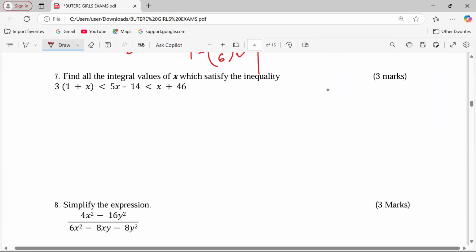Now we are having an inequality here in number 7. It's my hope that you guys are learning something tonight, that you guys are benefiting from shifting grades online school.